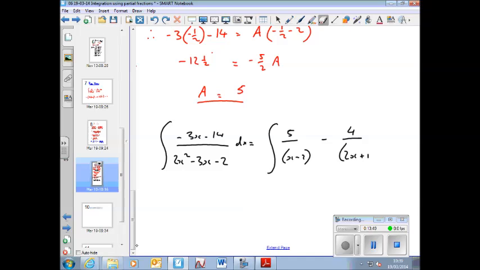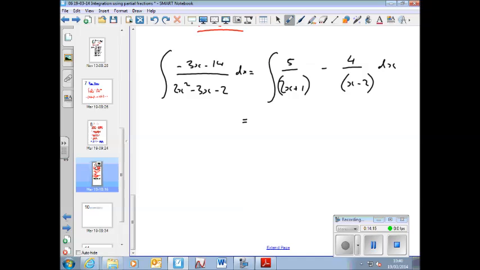Have I got them the wrong way around? Sorry. So it's 5 over 2x plus 1 minus 4 over x minus 2. So I've used the method of partial fractions to rewrite the fraction like that, and then the answer's easy. We've done it already. The integral is, as a reminder, if I differentiate the 2x plus 1 I get 2, so that must be 5 over 2 log(2x plus 1). Differentiate x minus 2 I get 1, so that's just minus 4 log(x minus 2).